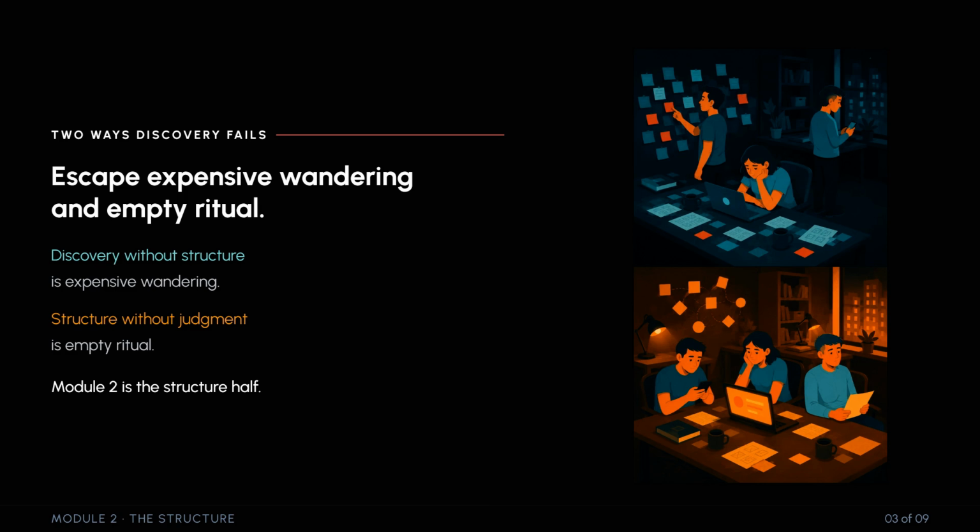Discovery without structure is expensive wandering: motion in every direction, effort that never compounds, a team busy and lost at the same time. Discovery without judgment is empty ritual. Every box ticked, every document filed, every step performed, and nothing real connecting any of it to a decision. Module 2 is about the structure half, but keep both failure modes in view, because a structure built without judgment lands you straight in the second one.